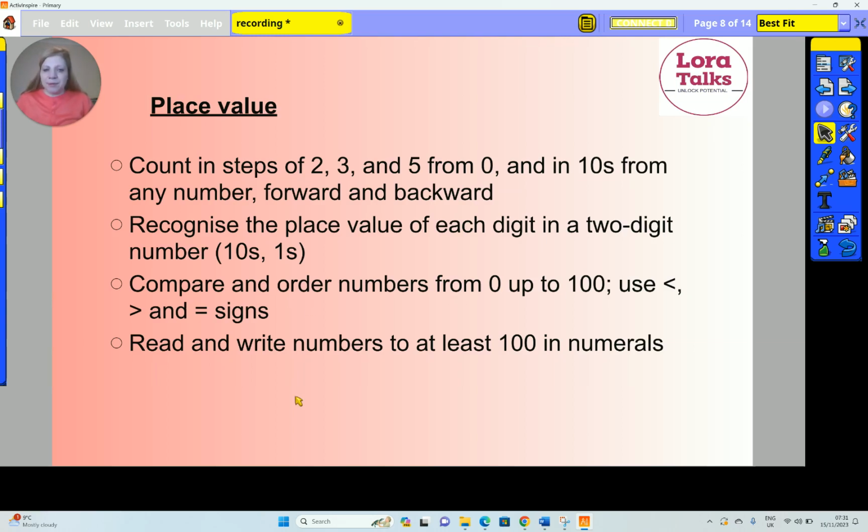And read and write numbers at least to 100 in numerals. So if you ask them to write the number 56 and they are able to write it, or you ask them to point to the number as well. So it's really important, all these little things.